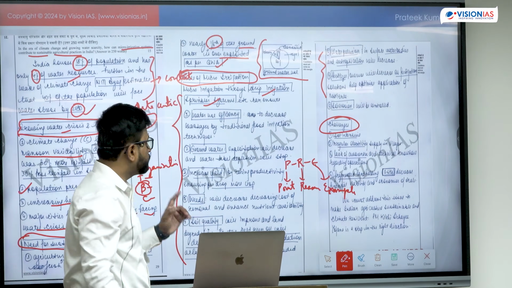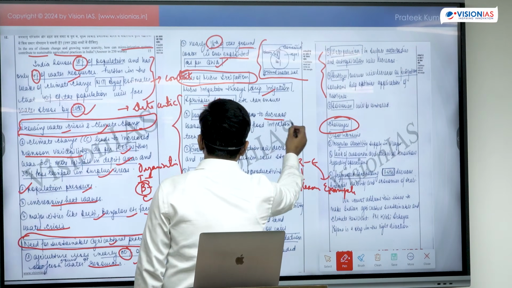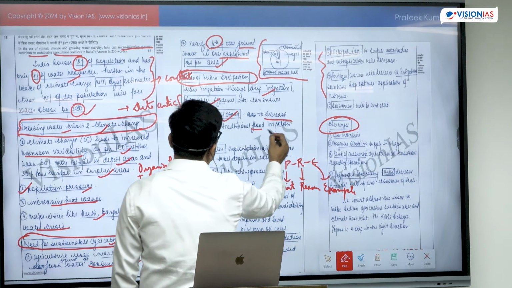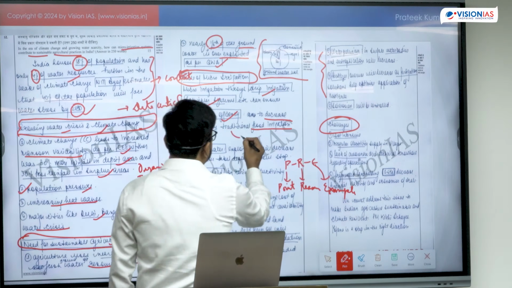What can it ensure? First, water use efficiency, right? To decrease wastage caused by traditional flood irrigation. So again, it is always a good idea to use a comparative perspective.